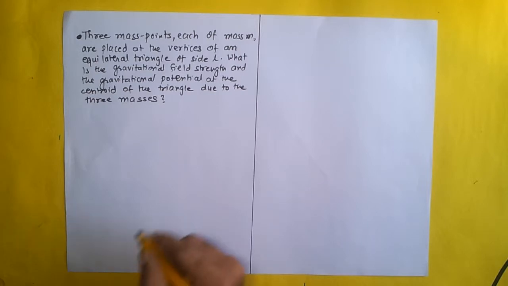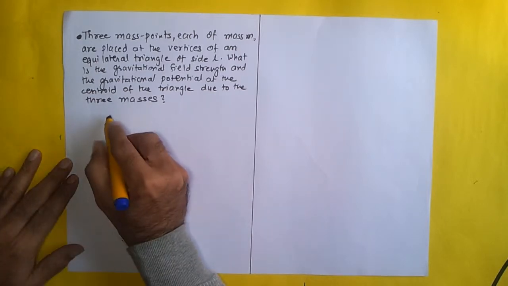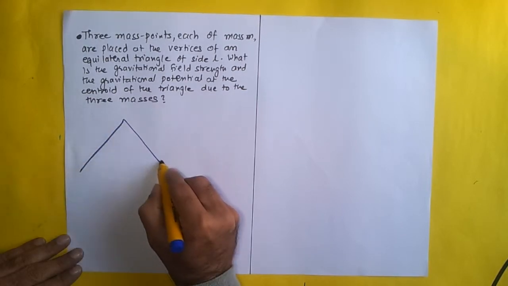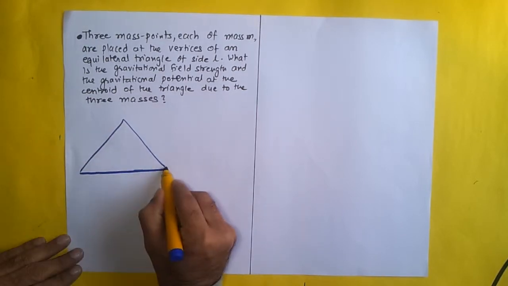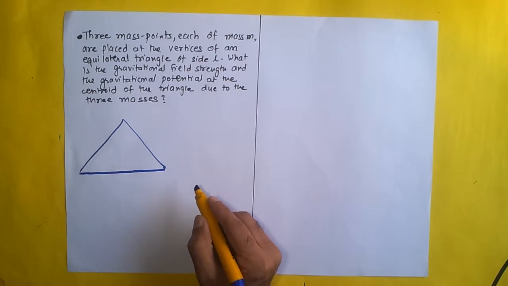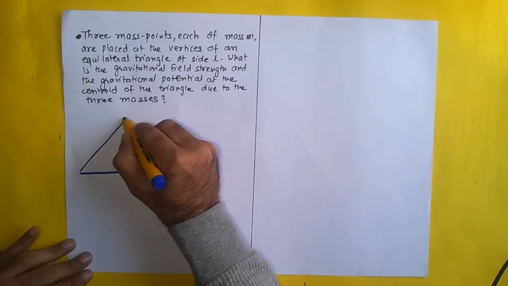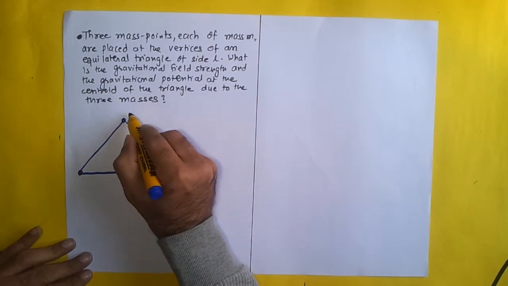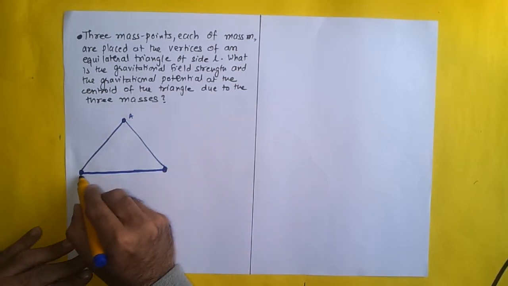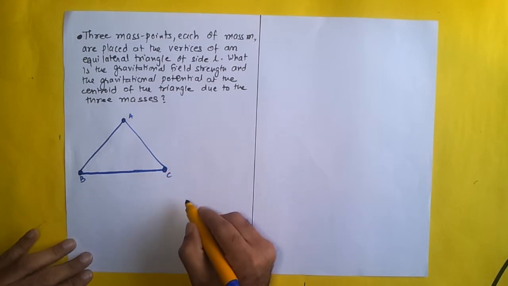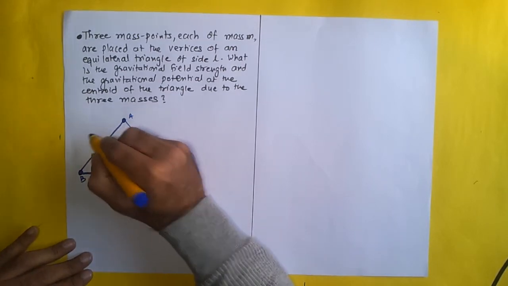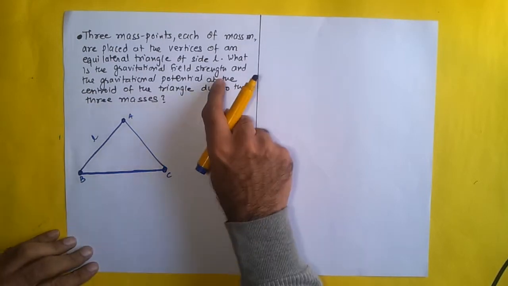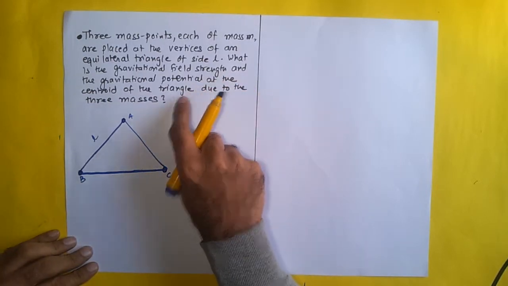Okay, so we will have a diagram something like this. We'll have a triangle. I will draw an approximately equilateral triangle. Let us say this is the equilateral triangle, and there are 3 point masses at the vertices. This is mass 1, mass 2, and mass 3. And we'll call this mass A, B, and C. The length of the triangle is L, so this will be represented by L. What is the gravitational field strength and gravitational potential at the centroid of the triangle?